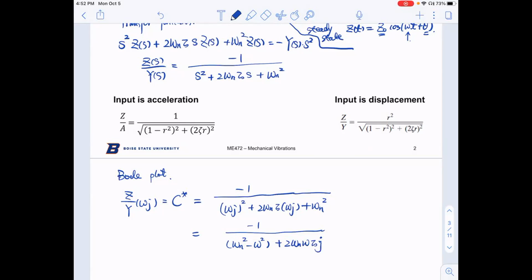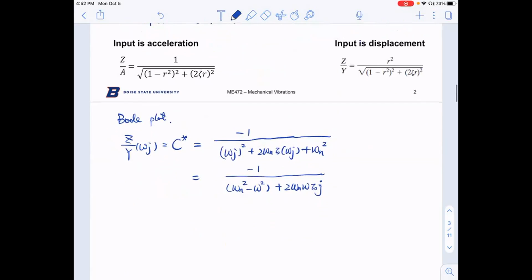So how can we find Z naught and theta? We don't know Z naught, but from this Bode plot, we can easily calculate Z naught versus Y naught. We know the ratio of these amplitudes. The ratio of these amplitudes is directly the norm of this complex number.